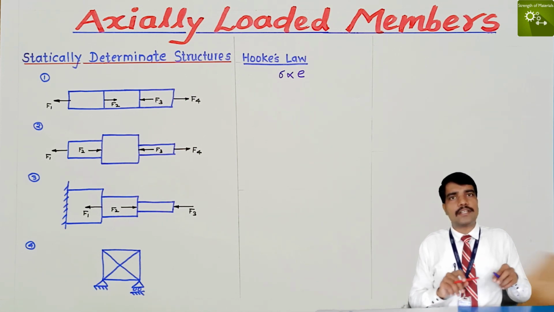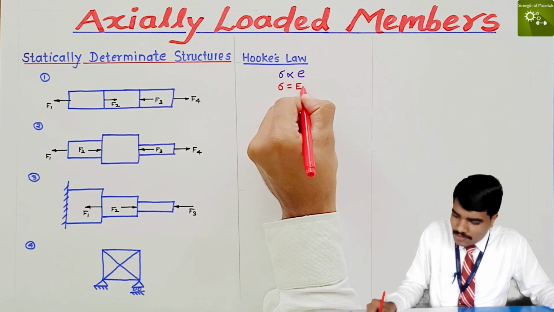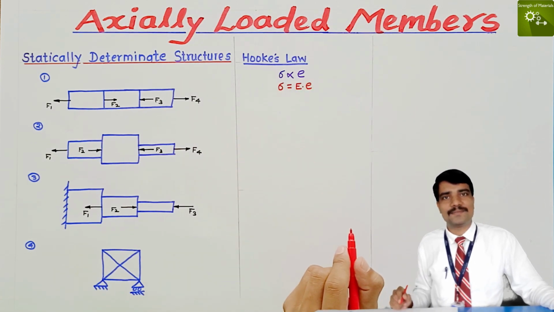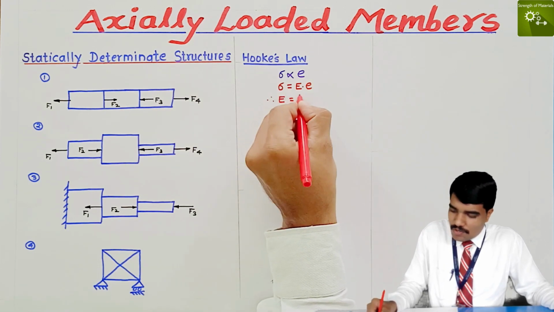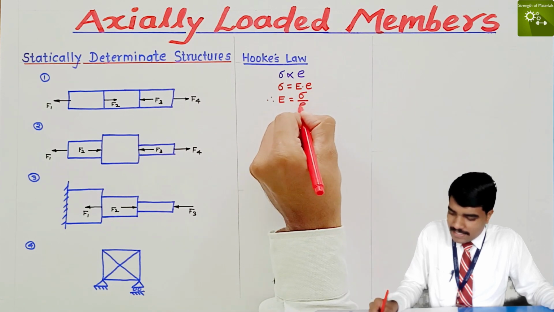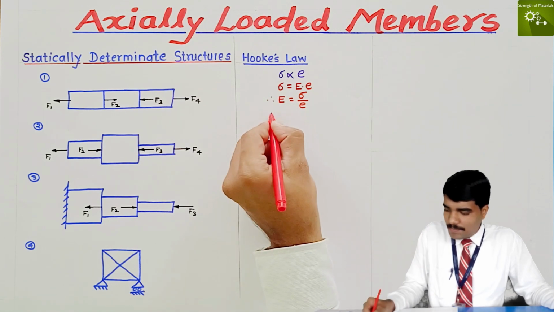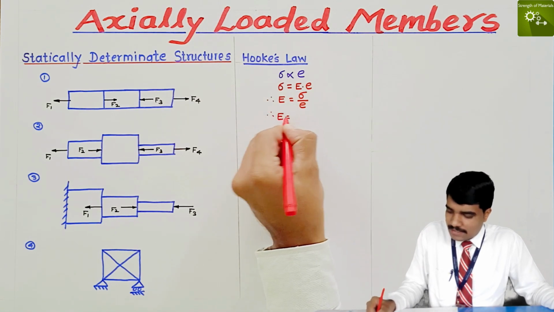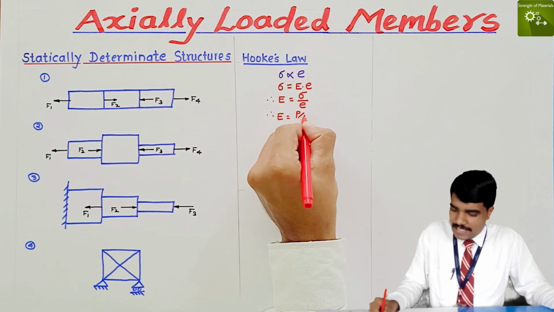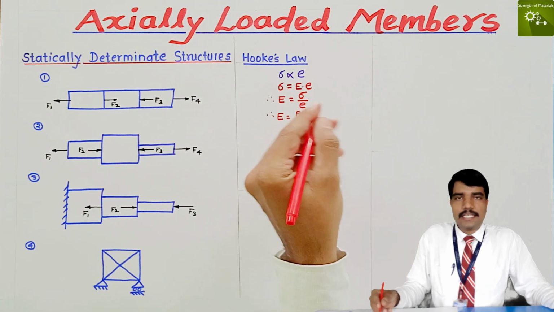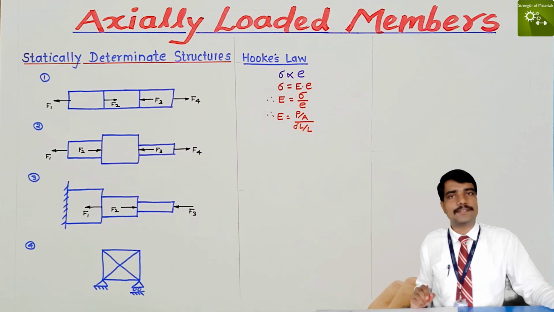Then there is one elastic constant, and that constant is called Young's modulus or modulus of elasticity. Young's modulus is the ratio of direct stress divided by linear strain. We know the formula of direct stress: stress is the internal resistive force divided by cross-sectional area. Linear strain is nothing but change in length divided by original length.